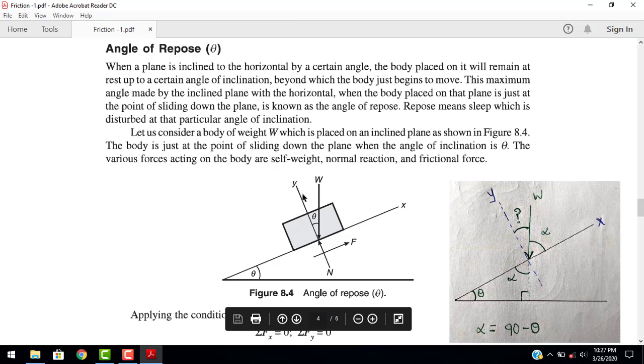Here in the figure you can observe W, that is, it is always acting vertically in the downward direction irrespective of the inclination of the block. This is very important, which has to be considered. So this is all about the angle of repose.